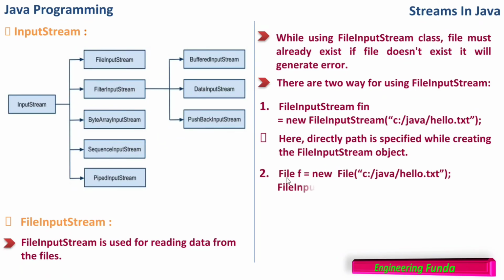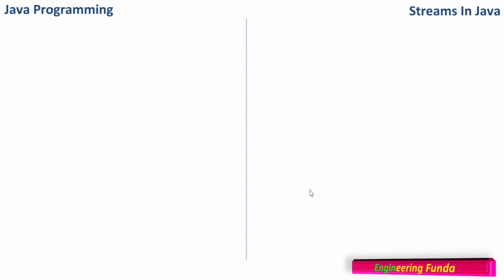But there is a second way of writing a file input stream object. First we create an object of the File class, that is File f equal to new File, and here we give the path of the file. Then we have FileInputStream fin equal to new FileInputStream and the object of the File class. So this helps us write the file input stream in two steps, so that here we can make some changes if required.